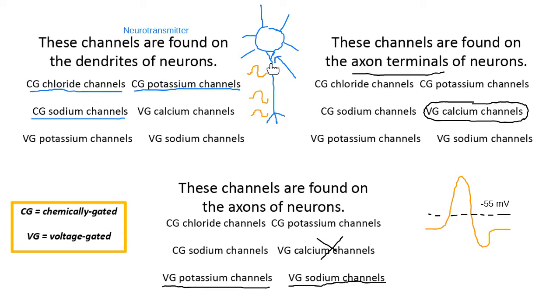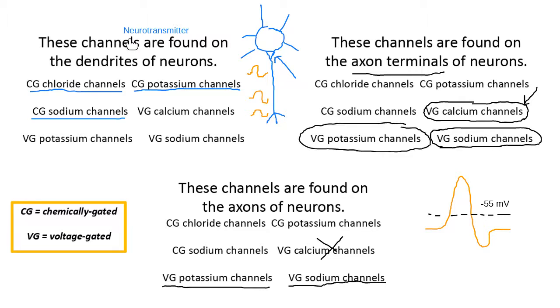So I use my voltage-gated potassium and sodium channels to send a message all the way down the axon. When I get to the axon terminals, I'm still going to use a voltage-gated sodium channel to depolarize my membrane. But this time, since I'm at the axon terminal, I'm also going to use those voltage-gated calcium channels to spit out a neurotransmitter. And once I've spit out the neurotransmitter, I need to go back down to normal. So I'm going to use my voltage-gated potassium channels to get back to normal.